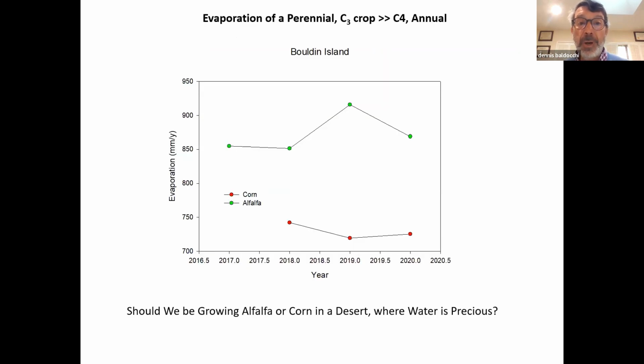Corn is also grown nearby, and ultimately, based on what I mentioned a few moments ago, you can have these two fields within 500 meters of each other, and one's using about 750 millimeters of water a year. The other one's using between 850 and 950 millimeters of water. Just because one's a perennial, has a long growing season, it's a C3 crop. The other one's an annual, a C4 crop. So again, you start seeing the knobs that we're turning by changing the types of vegetation, the types of management.